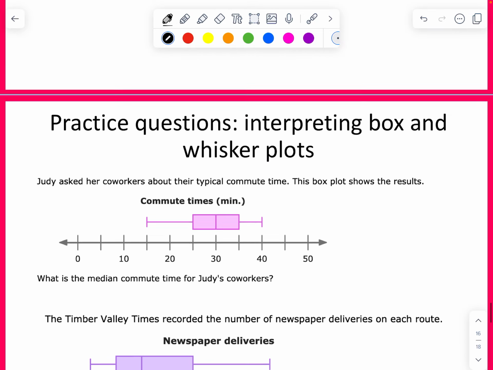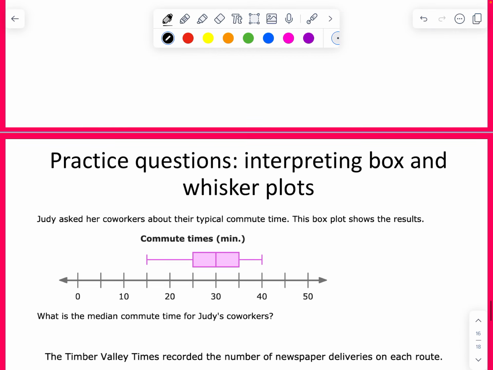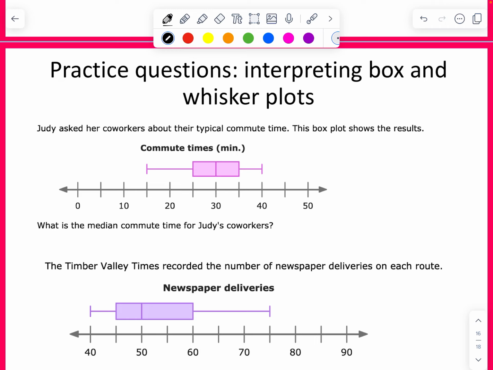All right. Really what matters, though, is being able to interpret these. On the ACT, they're going to give you these, and you need to know what they're asking for. So Judy asked coworkers about their typical commute time. The box plot shows the results. What's the median commute? Okay, median. That's this guy right here. So we just know that that's a 30-minute median commute time.